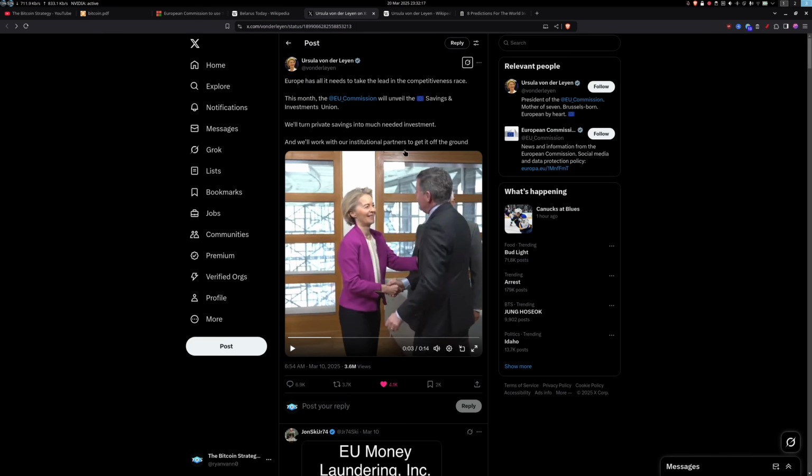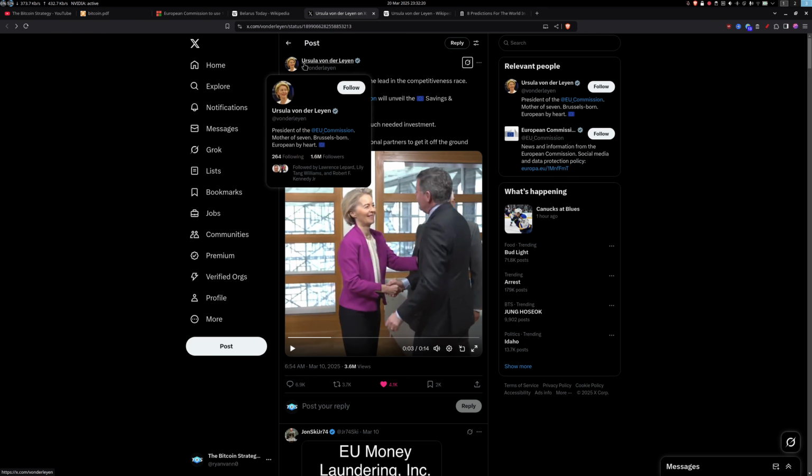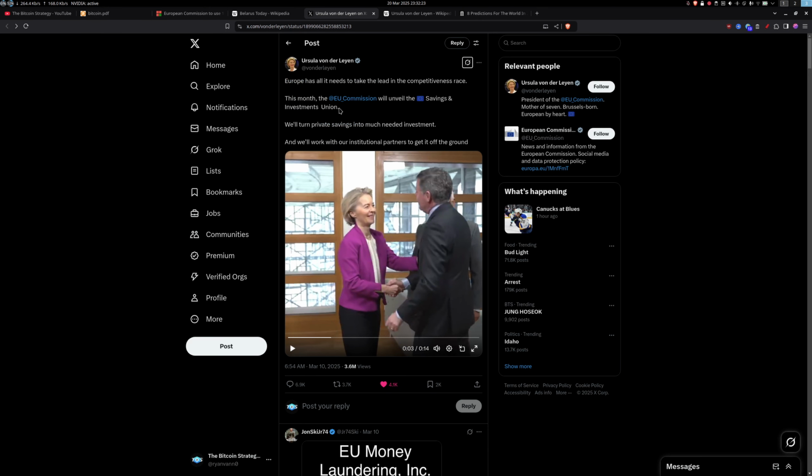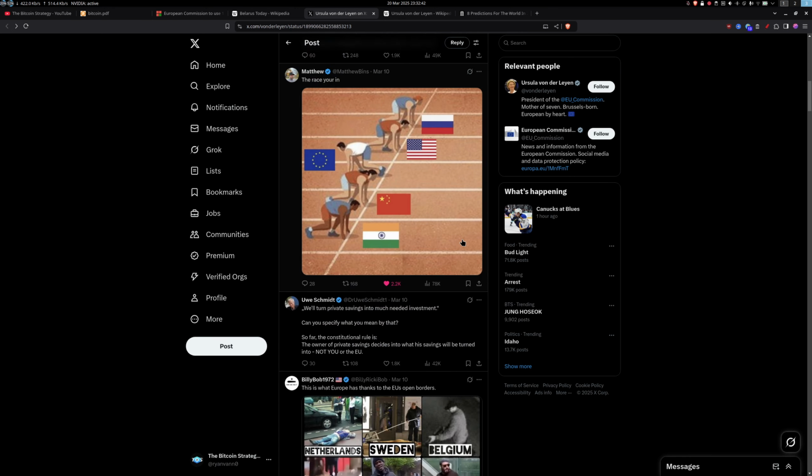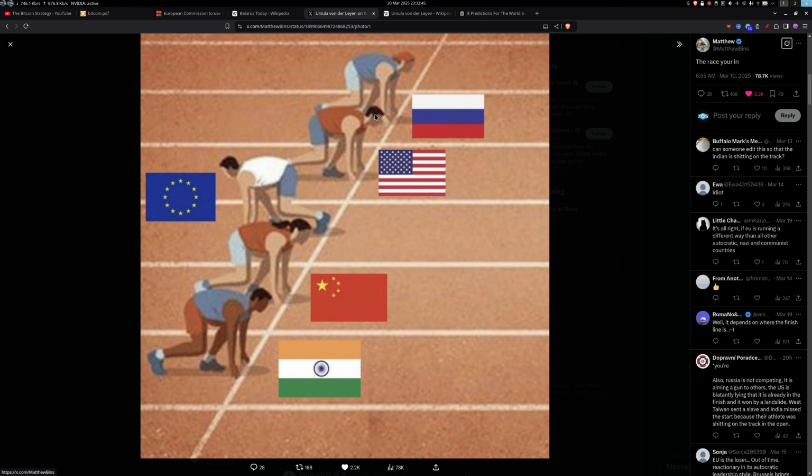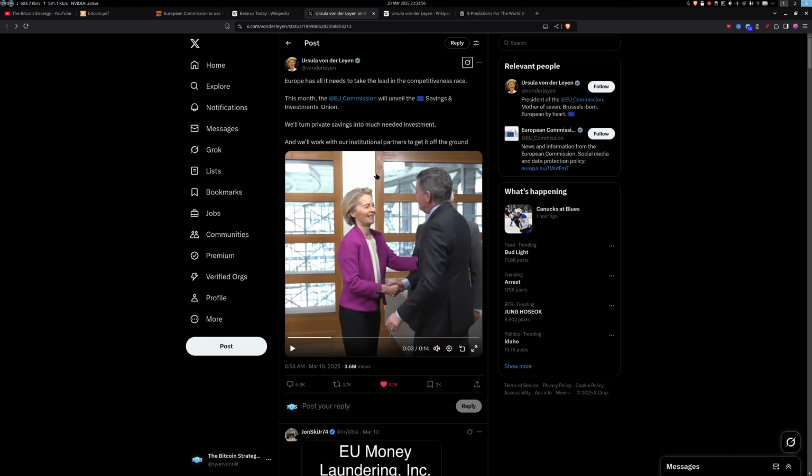Now, as we can see on an X post right here, this is Ursula. It's a German politician. She runs the whole European Commission. Now, this one reads, Europe has all it needs to take the lead in its competitive race, which it really does, but they're kind of shooting themselves in the foot with all this regulation. As we can see here, this is a great demonstration of what Europe is doing. America, Russia, China, India, they're all going in the same direction, but Europe is, for some reason, just shooting themselves in the foot.